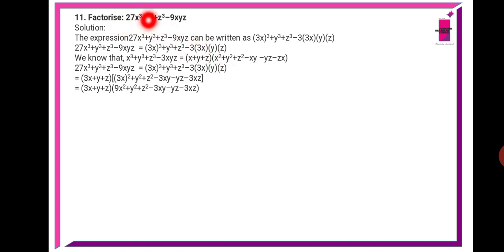Here 27x cube can be written as 3x whole cube plus y cube plus z cube minus 3 into 3x into y into z. So you can see that in place of x you can take 3x, and y for y and z for z. Then you substitute 3x, y and z in place of x, y, z. You will get the factorization as 3x plus y plus z into 9x square plus y square plus z square minus 3xy minus yz minus 3xz.